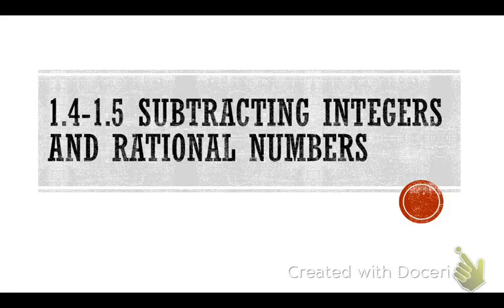Okay, so today we're in sections 1.4 and 1.5. We're subtracting integers and rational numbers. So remember, integers don't have decimals, okay? Then rational numbers are decimals and fractions. We're just applying those rules to integers, decimals, and fractions today. All right?